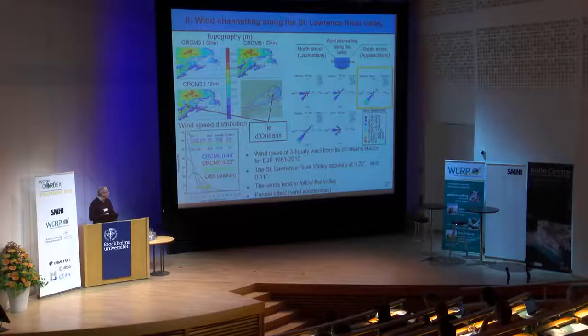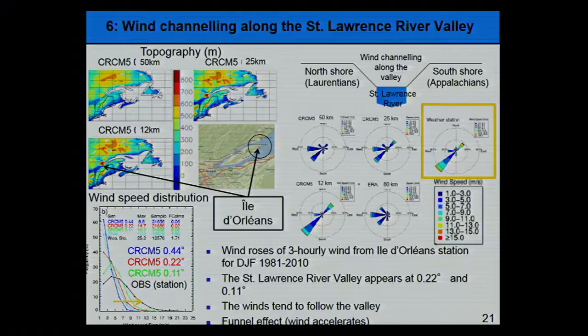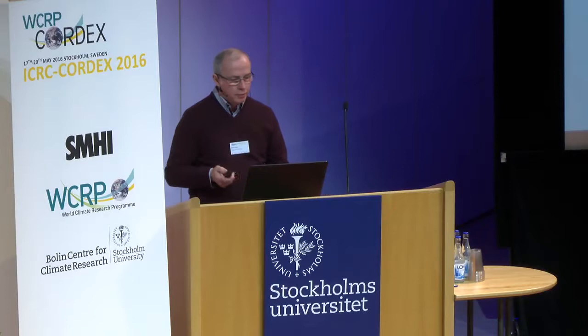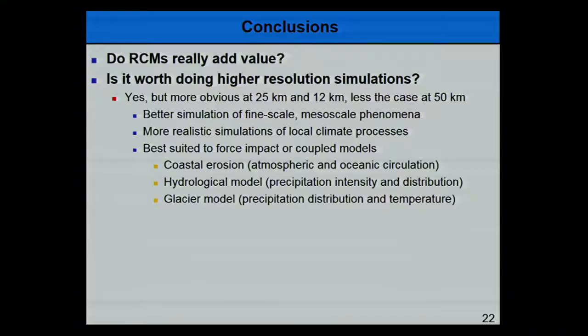And here is a frequency intensity distribution of wind speed, and one sees, as the arrow shows here, that as resolution increases, you tend to get more frequent high-speed winds compared to low-resolution simulations and ERA as well. So I think there is a very clear improvement with resolution. So in conclusion, if we ask the question, do regional models really add value or is it worth doing high resolution simulation? I guess for this continent and with this model, I would say yes.